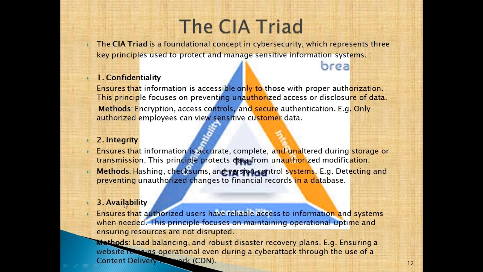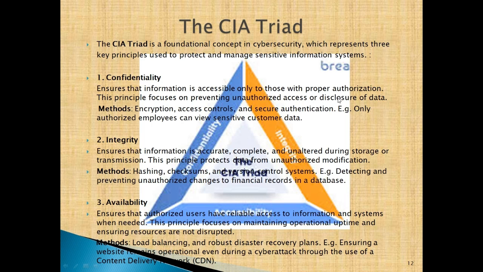Now we come to availability. It ensures that authorized users have reliable access to information and systems when needed. This principle focuses on maintaining operational uptime and ensuring resources are not disrupted. So availability means that every time the user requires his or her information, it is always available. So when dealing with data or security as a cybersecurity professional, your focus should be to ensure that every data is confidential, every data has integrity, and every data is always available.